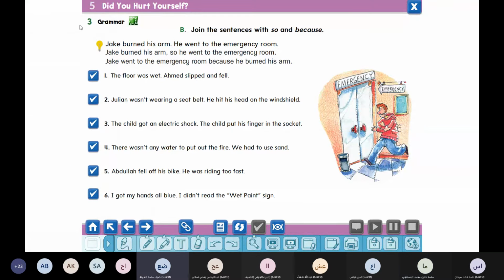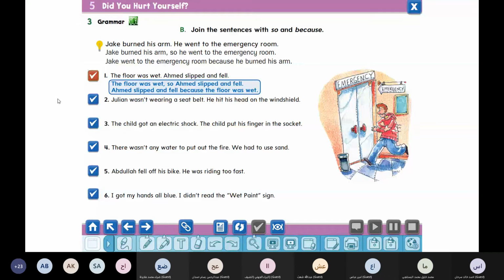The floor was wet. Ahmed slipped and fell. The floor was wet, so Ahmed slipped and fell. Good. And we can say Ahmed slipped and fell. Why? Because the floor was wet. So we can write them. That's up to you. You can take a screenshot.